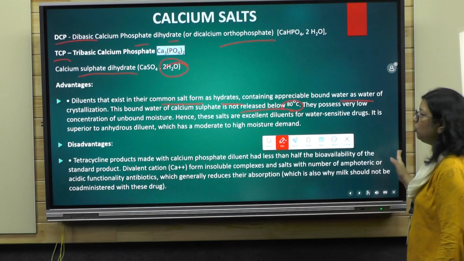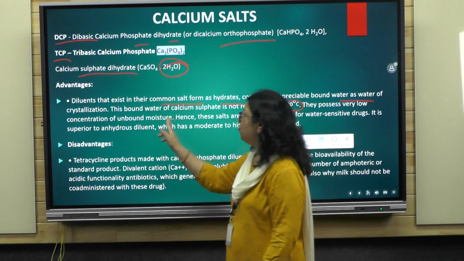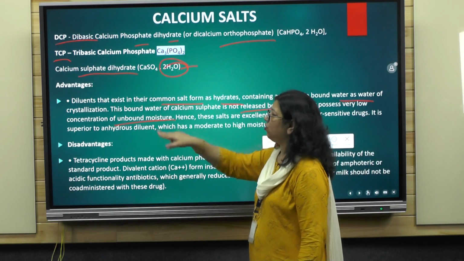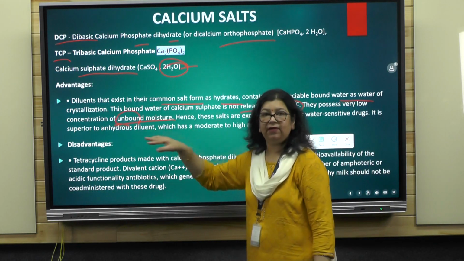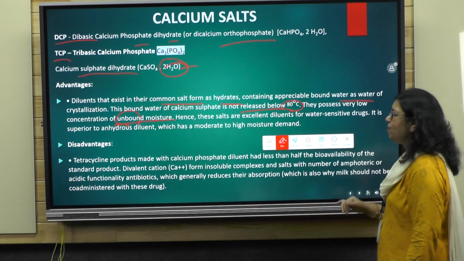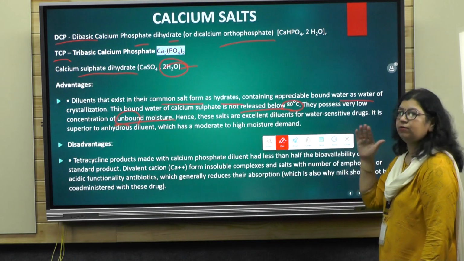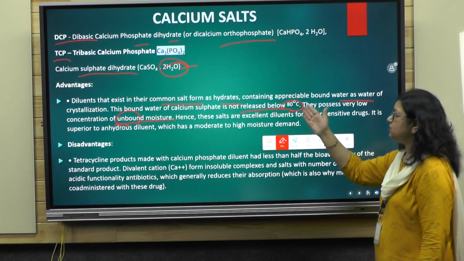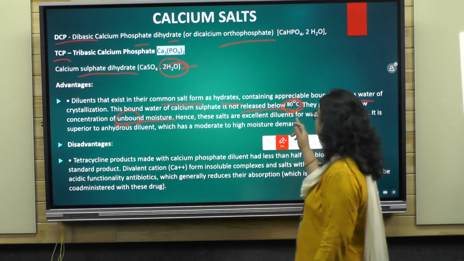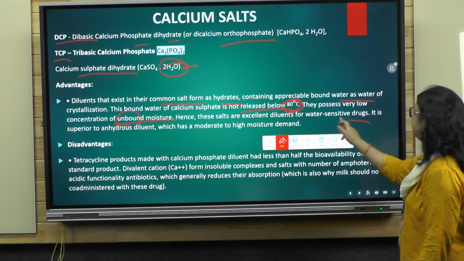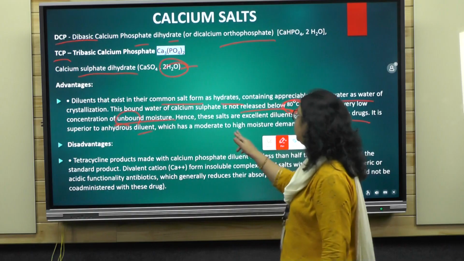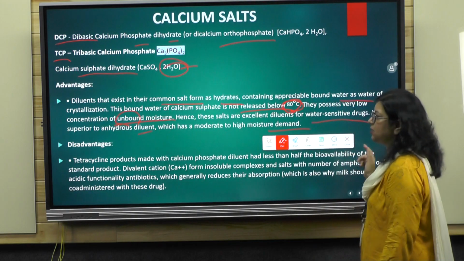So they possess very low concentration of unbound moisture. So this is bound moisture, and we are talking about unbound moisture. They don't have any unbound moisture. Everything is in the dihydrate form, and this bound moisture also does not get released even if temperature is around 80 degrees. And these salts are excellent diluents for water sensitive drugs, and superior to anhydrous diluents which have moderate to high moisture demand. So this is the advantage.